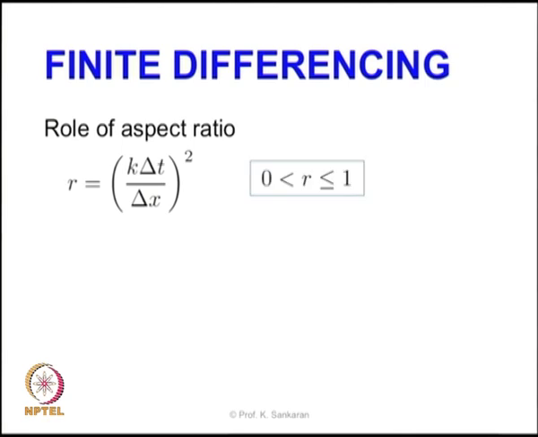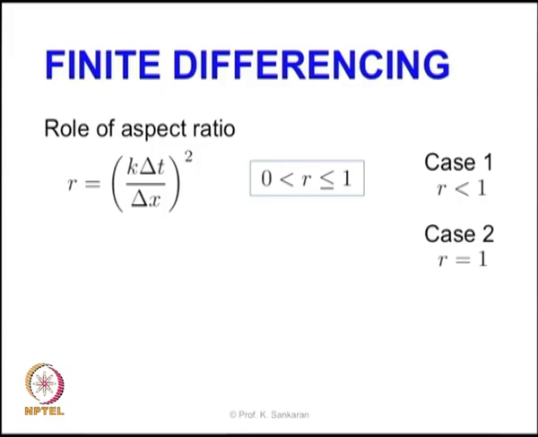The value of r is bounded between certain two values. As I said, it is definitely more than 0, but it could be either 1 or less than 1. So based on this bounded value we can have two cases. Case number 1 is r is less than 1 and more than 0, and the second one is r is exactly equal to 1.